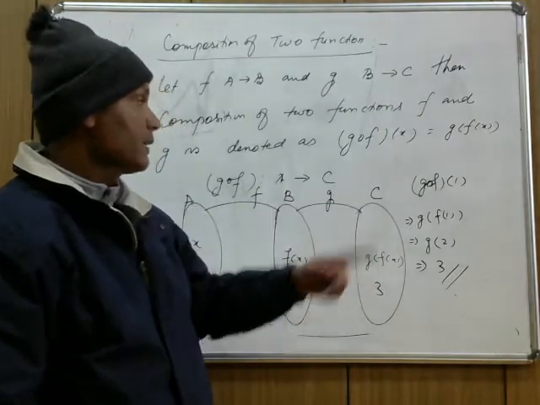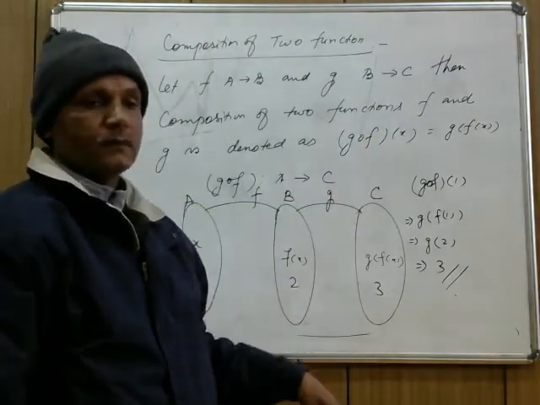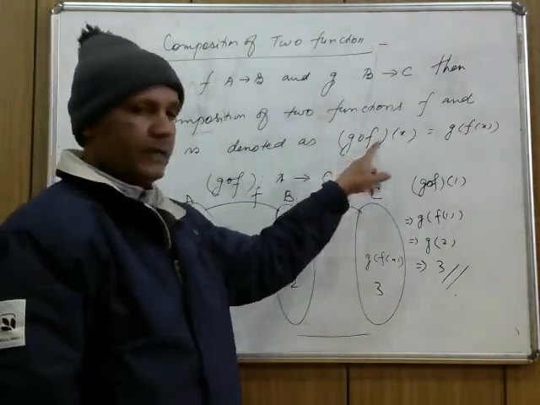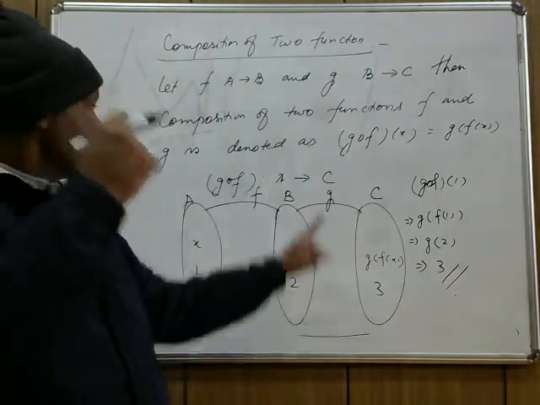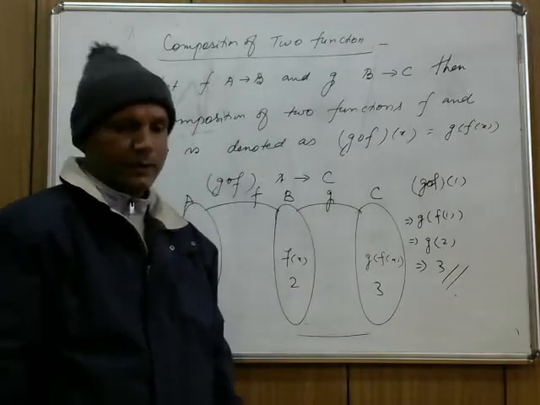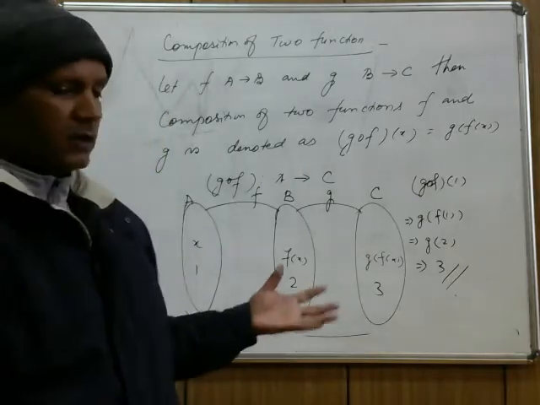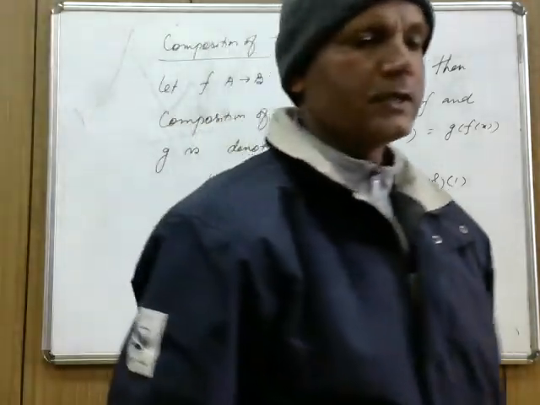If I have to write f o g, here I can write g o f. I can write f o g also. Now f o g will be a function from C to A. From C to A. Right? This is the composition of two functions. How to combine these two functions.